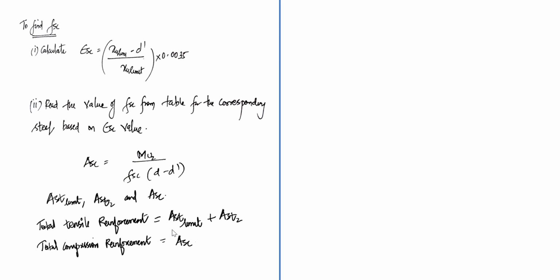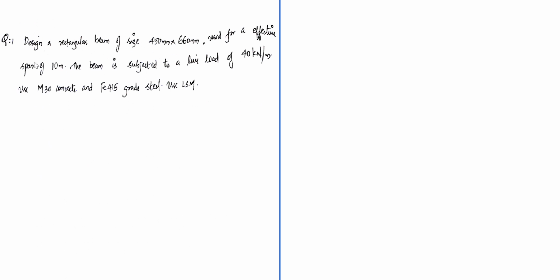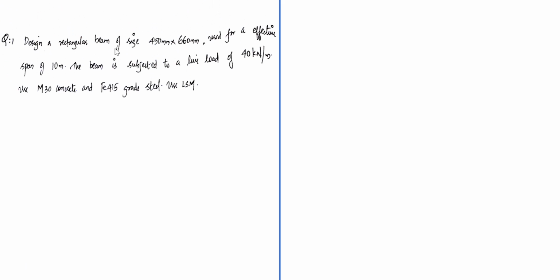Now we will move on to the numericals, where you will understand more clearly how to do the design of a doubly reinforced section. So the question is: design a rectangular beam of size 450 mm by 600 mm used for an effective span of 10 meter.